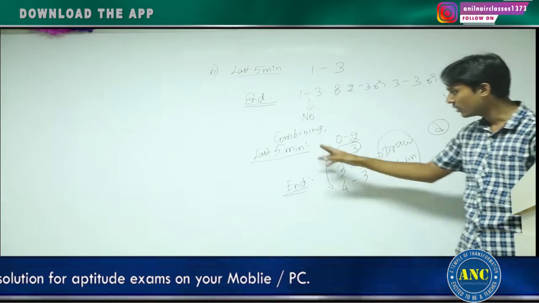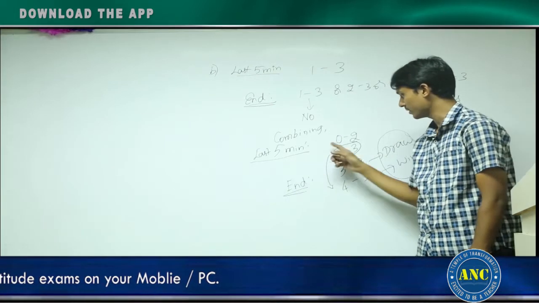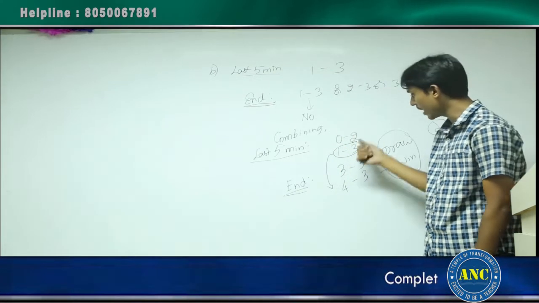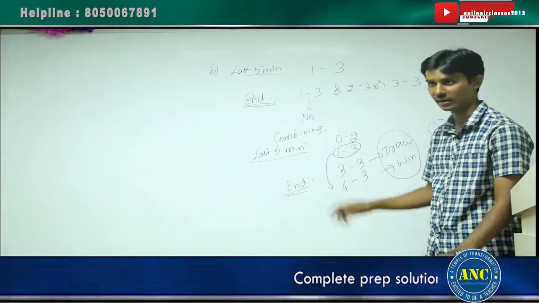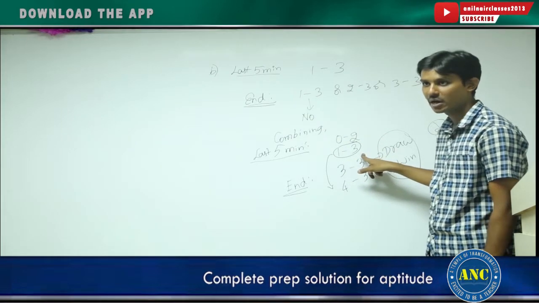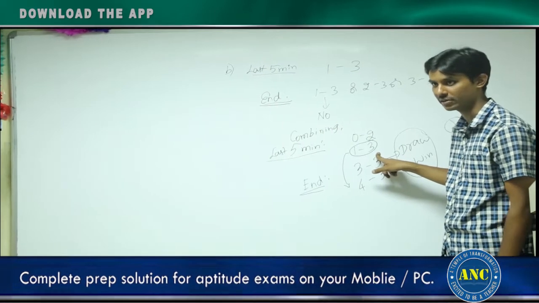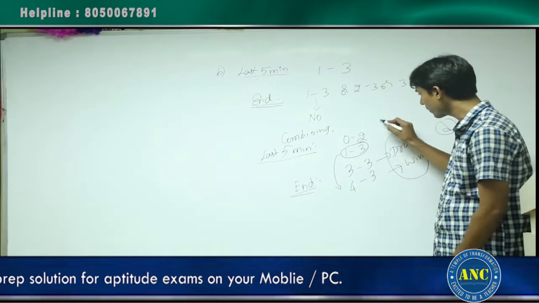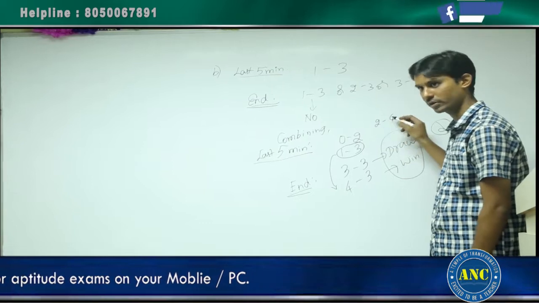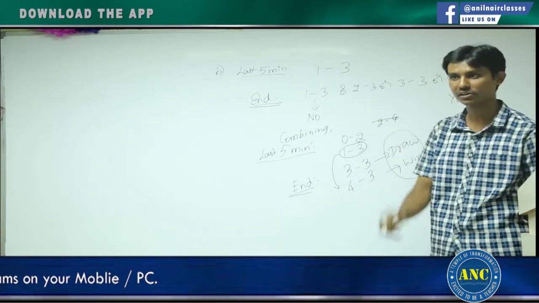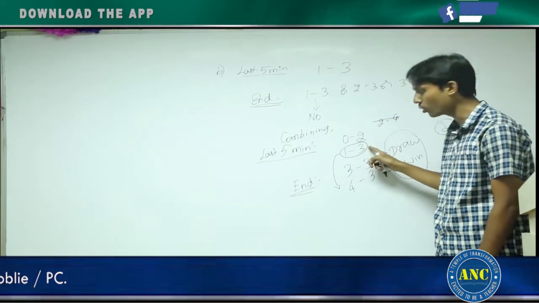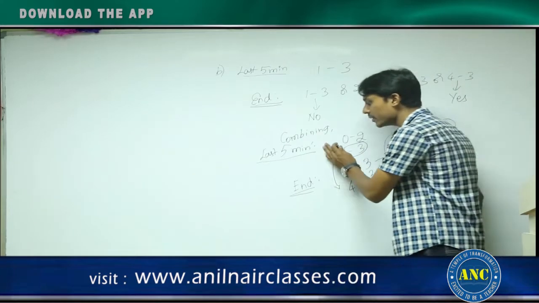Statement 2 is ruled out. If I combine, in the last 5 minutes the gap should be 2 goals. It can be 0-2, 1-3, 2-4, anything. But 2-4 is eliminated because the second statement says Korea scored only 3 goals in the match. Right? 2-4 is nothing but India 2, Korea 4. Korea cannot score 4 according to the second statement. Right? These are the only 2 possibilities. This is 5 minutes before.